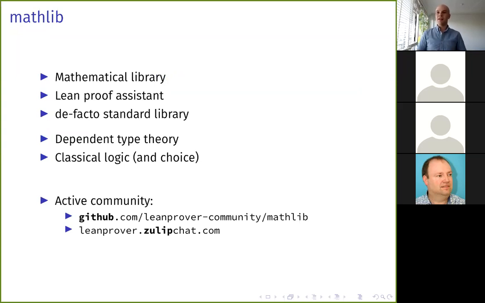So mathlib is a mathematical library for the Lean proof assistant. And even more, it is the library. It is the de facto standard library for Lean. Lean and mathlib are based on dependent type theory, a variant of the calculus of inductive constructions, and we heavily use classical logic and the axiom of choice. And there is a huge and active community around mathlib, which is centered around GitHub, where all of the code contribution happens, and Zulip chat for discussions.